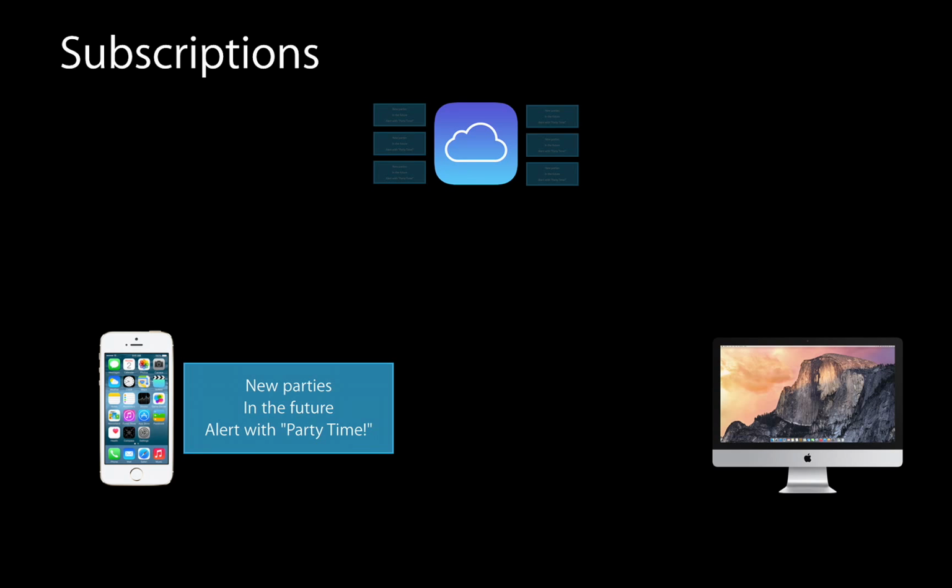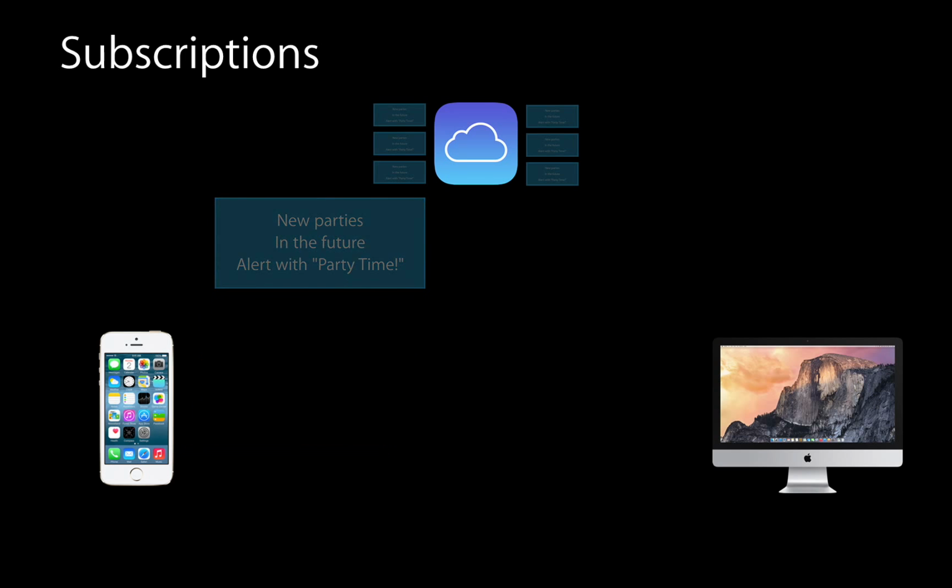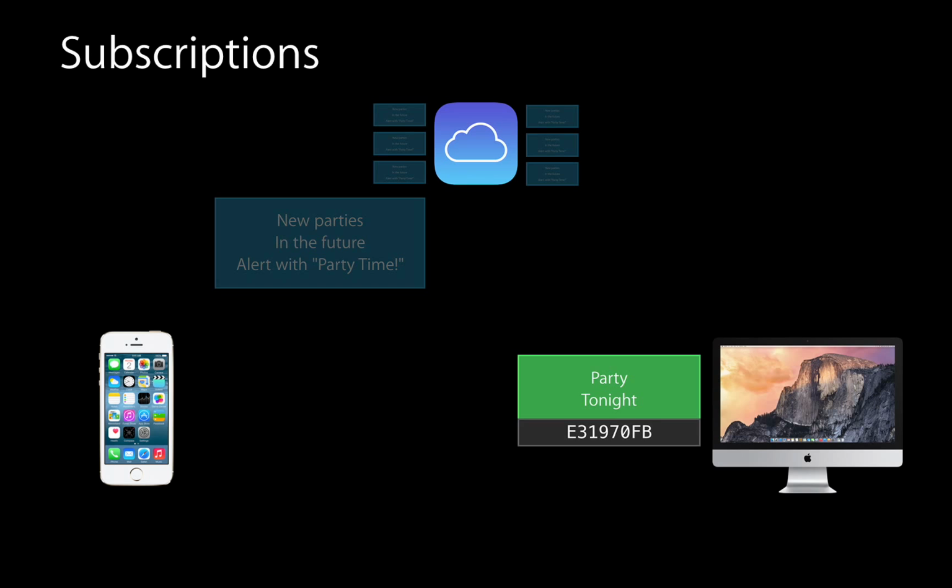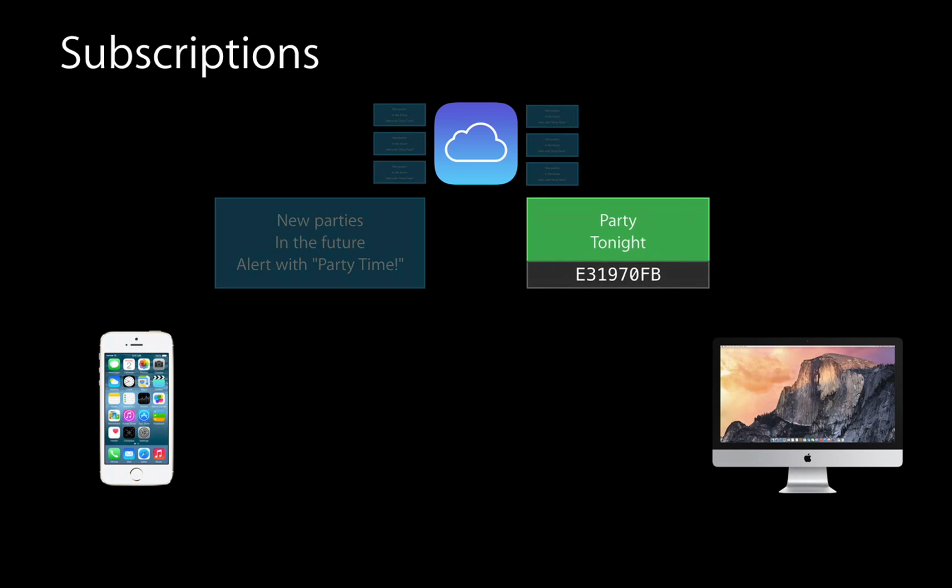Here we have a phone, and that phone is interested in parties that are going to be happening in the future. This phone, when it sees that happening, wants to be alerted with a push that says party time. The phone's going to go ahead and save that up to iCloud, and iCloud's going to shuffle it away with all the other subscriptions. Now along comes the Mac. The Mac creates a new record. It's of record type party, and it's happening tonight. And because the Mac didn't choose to give us a record ID, we created that random UUID you see. The Mac goes ahead and saves that to iCloud.